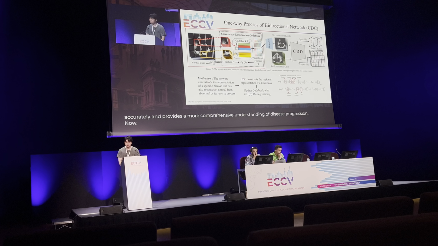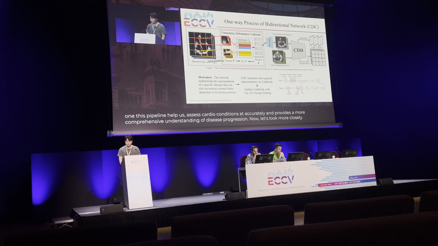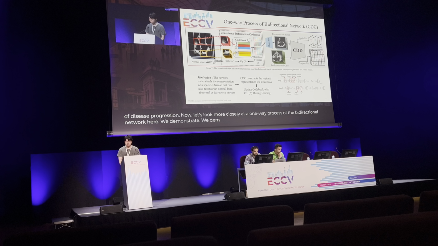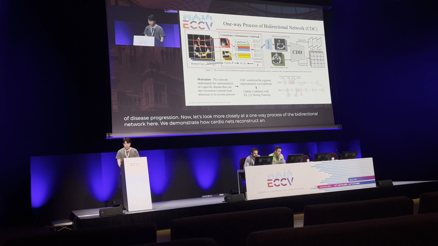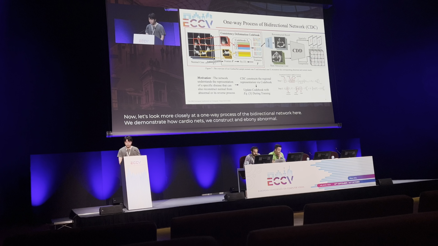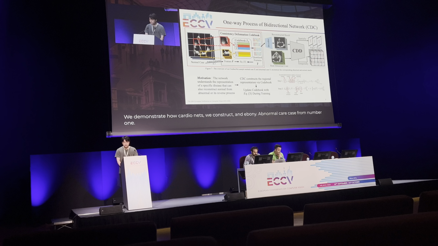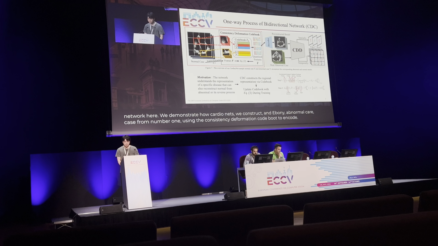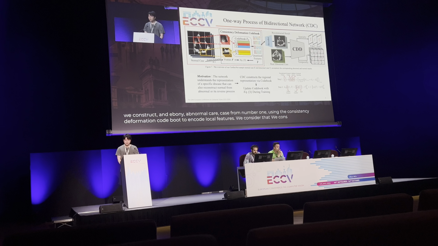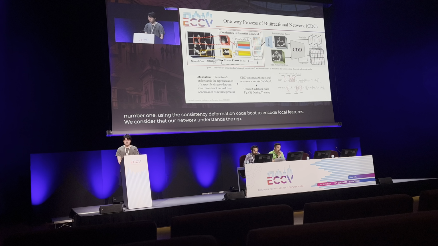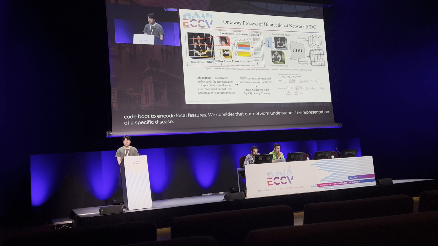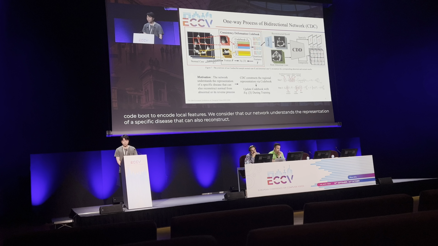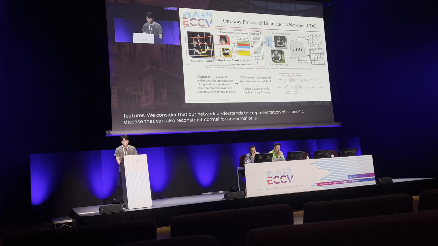Now, let's look more closely at the one-way process of the bidirectional network. Here, we demonstrate how CardiacNet reconstructs an abnormal case from normal ones, using the consistency deformation codebook to encode local features. We consider that a network that understands the representation of a specific disease can also reconstruct normal from abnormal, or in the reverse process.